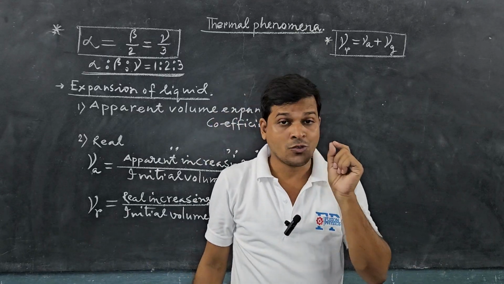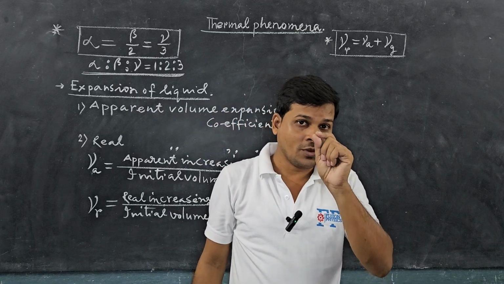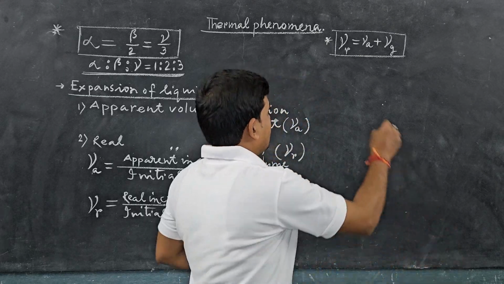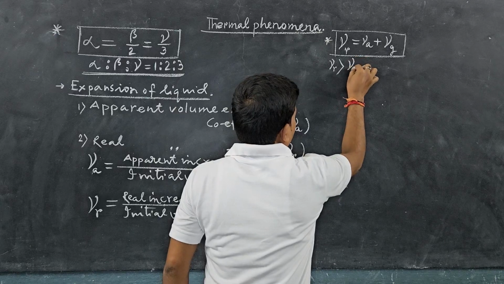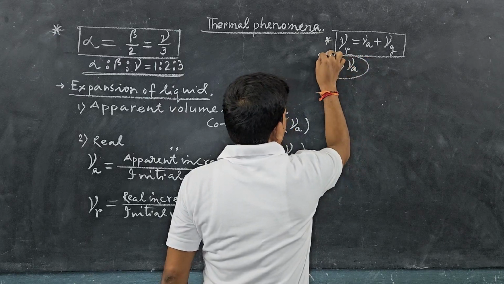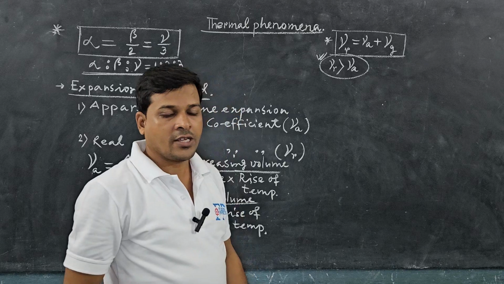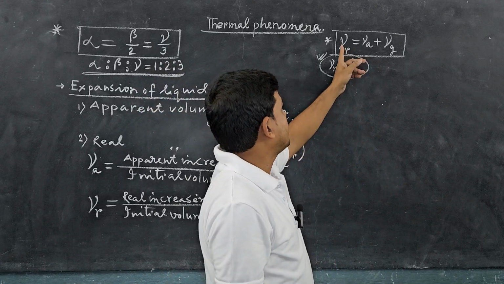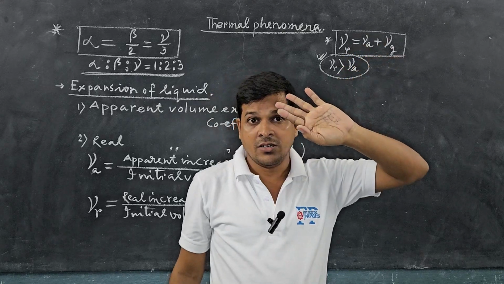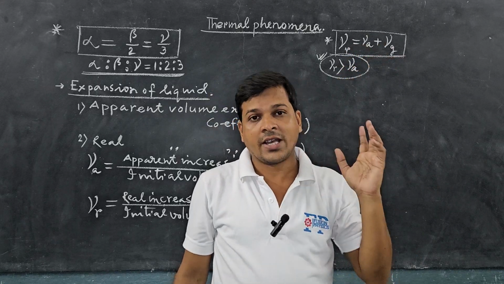A very commonly found question in your board exam, Madhyamik question paper: which one is greater? The relation shows that gamma R is greater than gamma A. This is very important for your board exam. Gamma R is greater than gamma A, and the relation is gamma R equals gamma A plus gamma G. What happens for gas?